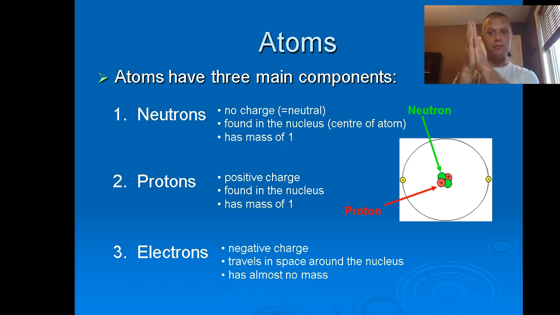So what makes up an atom? 3 things: protons, electrons, and neutrons. You need to have this memorized, so make sure you write this down and make sure you know it.